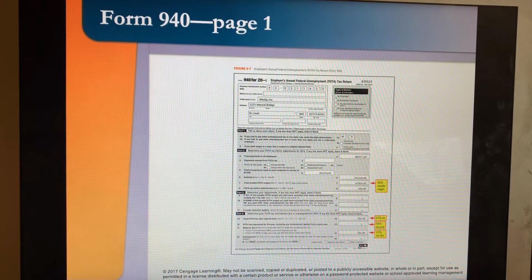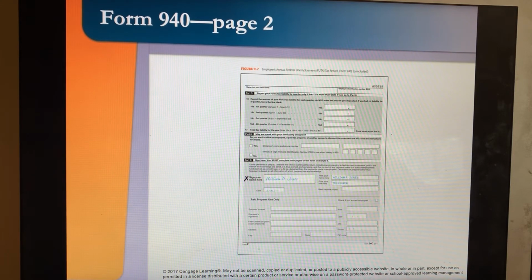FUTA tax, taxable wages, FUTA tax period, and FUTA tax due. So take a look at that page. And here's page 2 as well as the signature page. So take a look at that.